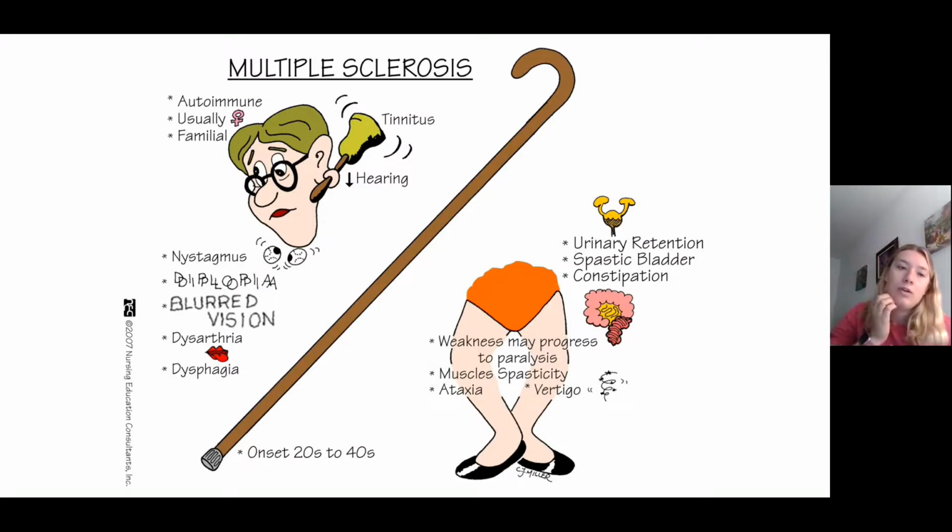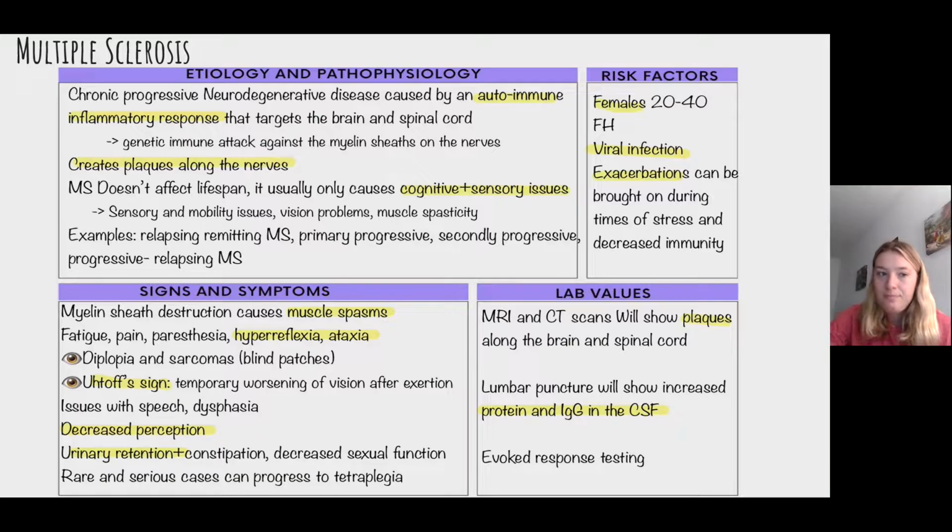All right, multiple sclerosis. Unlike the other two diseases, with multiple sclerosis the patient can pretty much live a healthy life. They're just going to have some signs and symptoms that might be a little bit difficult, but this really doesn't impact their lifespan, if you will. So again, I included some pretty hallmark signs and symptoms for MS. So let's begin. Again, another autoimmune inflammatory response.